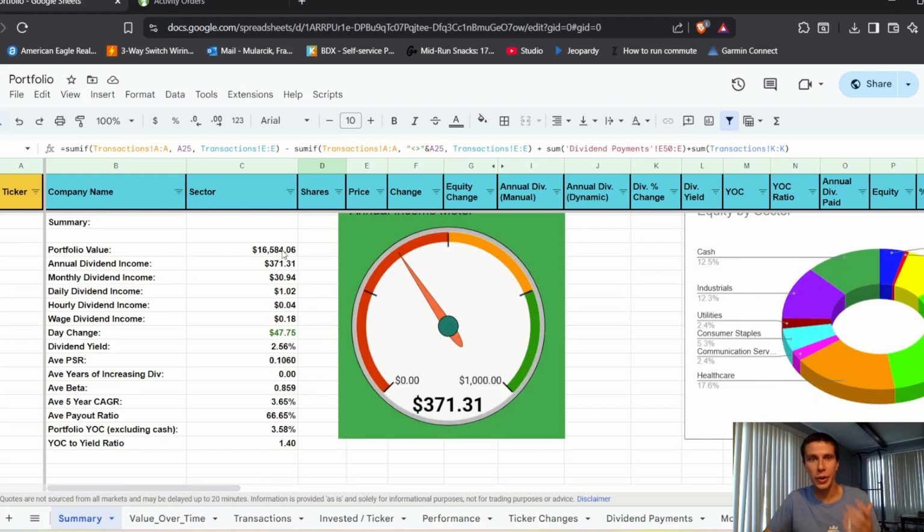So the portfolio with those transactions added is at $16,584 and projected dividend income of $371.31.